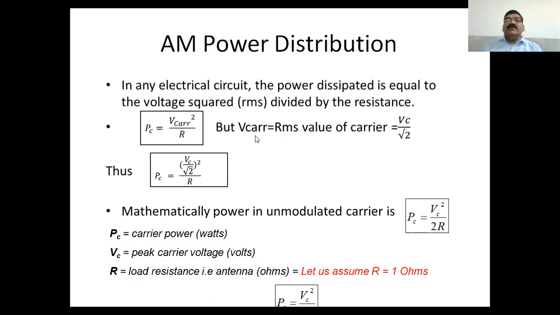And this V carrier is the RMS value, so that is VC by under 2. This way you can write VC by root 2, complete square. So mathematically it is VC square by 2R. This is the general formula for calculating the power in the carrier frequency of a sinusoidal wave. So PC is the power in the carrier frequency, that is in watts. The voltage VC is in volts, and the resistor obviously is in ohms.